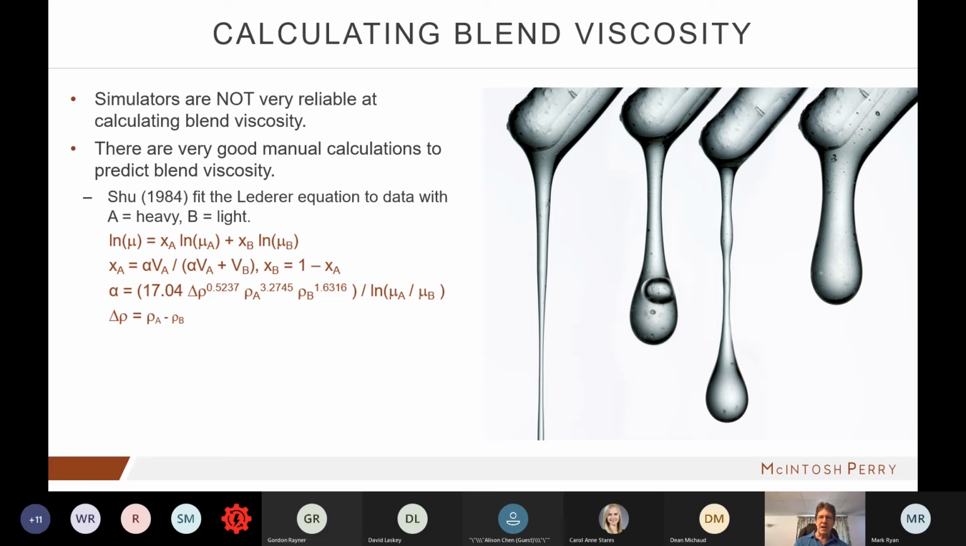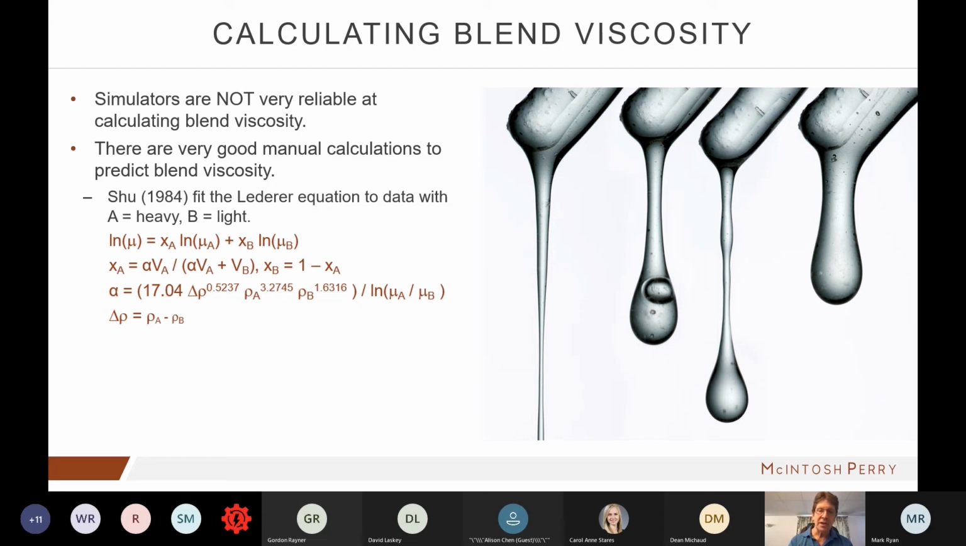So there are some pretty good manual methods which have proven themselves over the years. They're kind of two distinct types. This first type was developed by a gentleman named Shu in 1984. He was actually working with bitumen and condensate type blends, and he came up with this modified Lederer equation. You can see here it is basically a fraction times the log of viscosity of each of the components that I'm blending together. You'd then reverse that and get the viscosity of the blend.